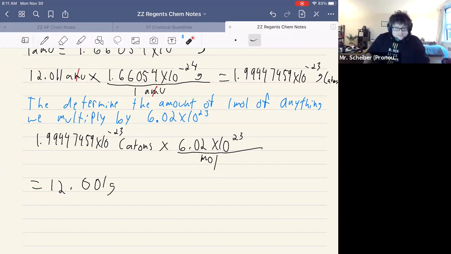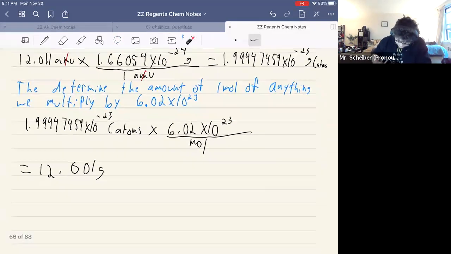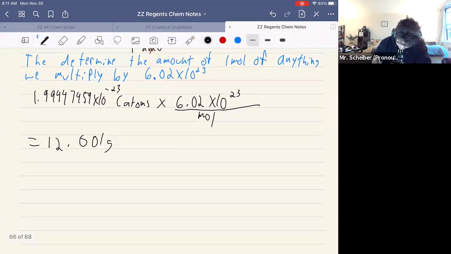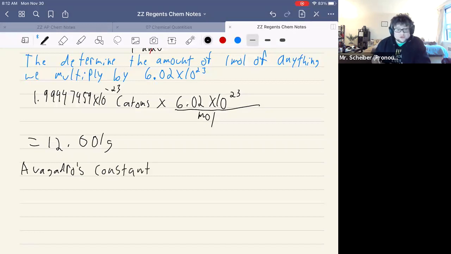Avogadro's constant, like I said, isn't just an arbitrary number. Avogadro's constant, that's 6.02 times 10 to the 23rd, is the conversion between AMU and gram.